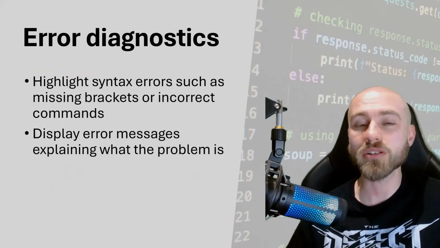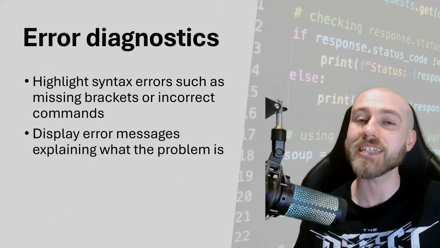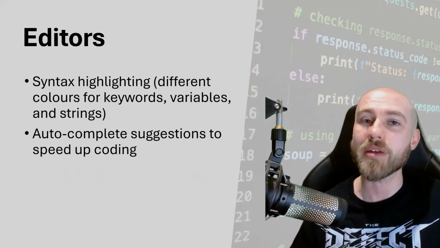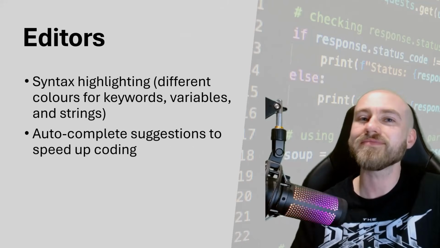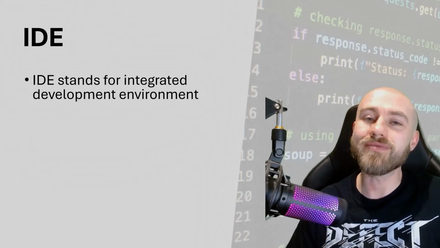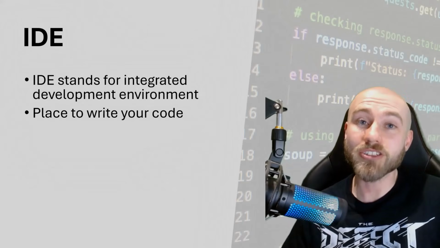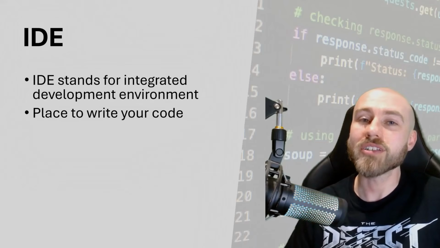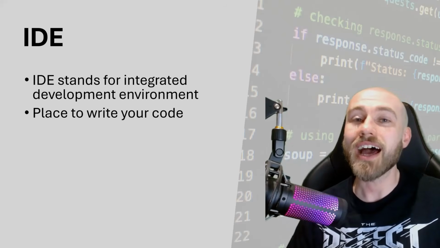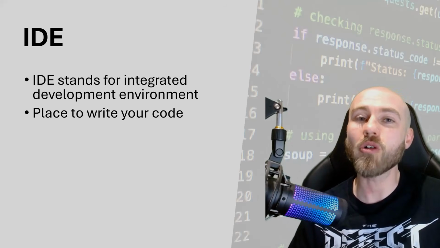Today we're going to be looking at what is an IDE. We're going to be talking about the different tools that an IDE has, including editors, error diagnostics, runtime environments, and translators. So when you hear the term IDE, it just stands for Integrated Development Environment. This is just a place where you write your code. So IDLE when you install Python is an example of an IDE. And the one that you often see me using is one called Thonny.